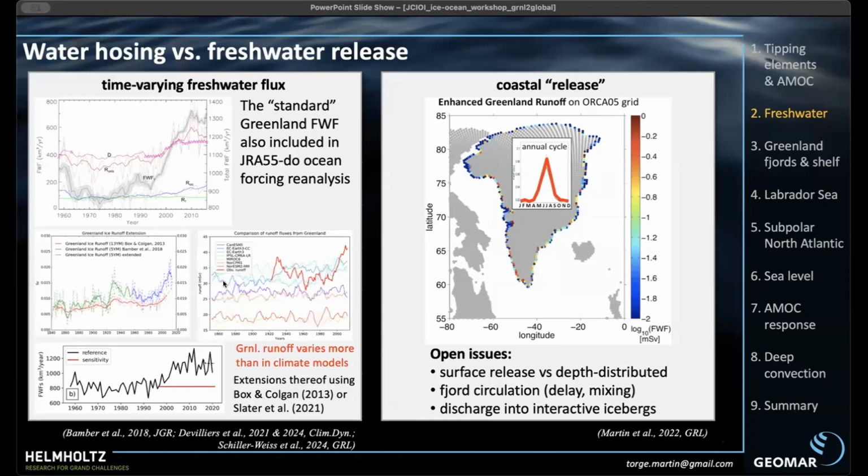And how important it is also shows this graph from the Devilliers et al. paper, where you see in red basically this curve of freshwater release. And in the background, the timeline of the runoff that the climate models provide lacking a Greenland ice sheet, basically. So what Torge already said, they route runoff or the excess precipitation directly into the ocean. And you see there's much less variability than there actually is in Greenland meltwater and discharge in these kind of simulations, lacking the dynamics of an ice sheet.